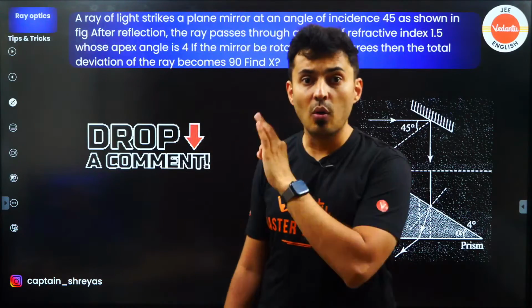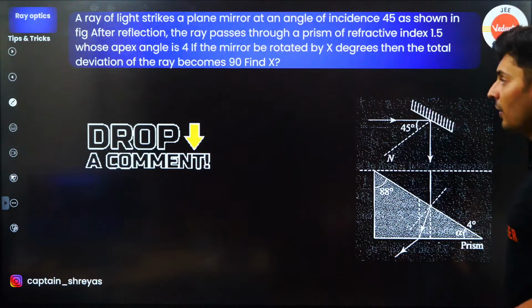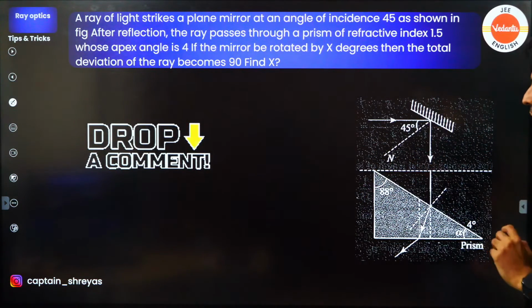And I have placed a homework question for all of you. Solution will be given to you in the Telegram channel only. So solve this tricky question involving prism and a plane mirror and basic ray optics.